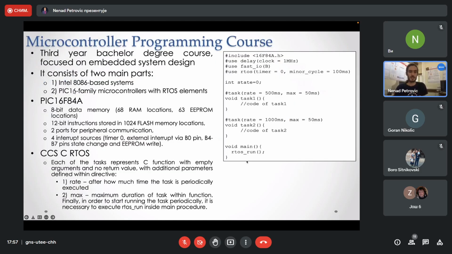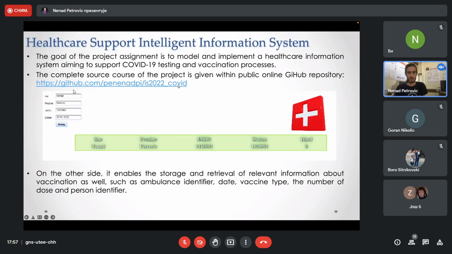Here is the first case study regarding the Intelligent Information Systems course. The source code is publicly available on GitHub, and this is an example of a user interface. The purpose of this application is a healthcare information system which aims to support efficient storage and management of COVID-19 testing and vaccination processes. So as a support, we can input data, we can take a look at the outcomes of COVID-19 tests, or input vaccination records for some person.